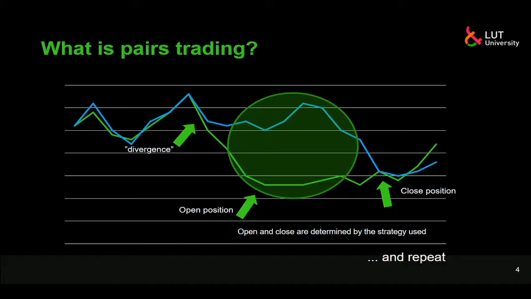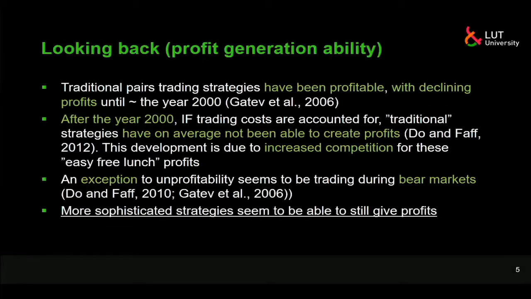And then the algorithm repeats this every time the conditions that the strategy is based on are met. It opens a position and closes a position, and hopefully at the end of the day we make some money. So that's basically pairs trading for you.